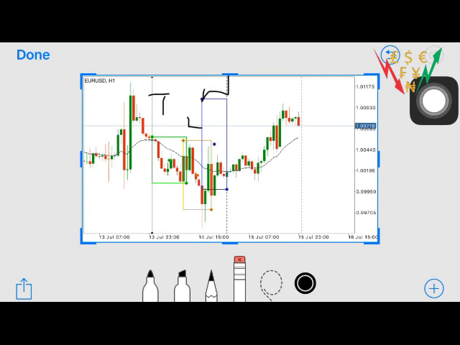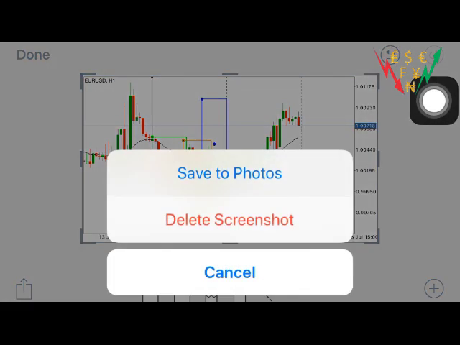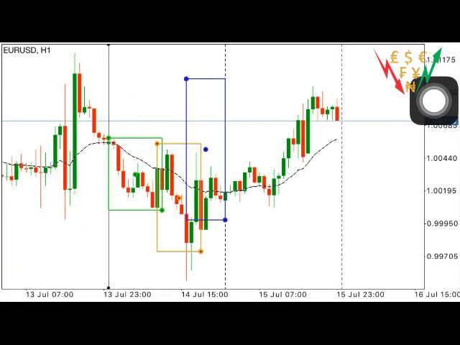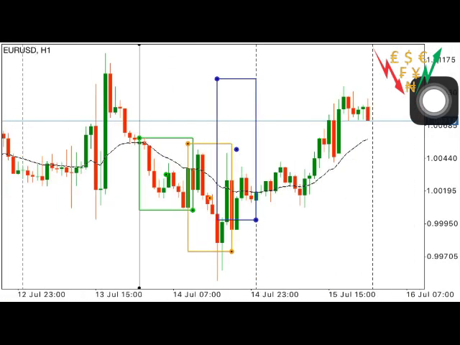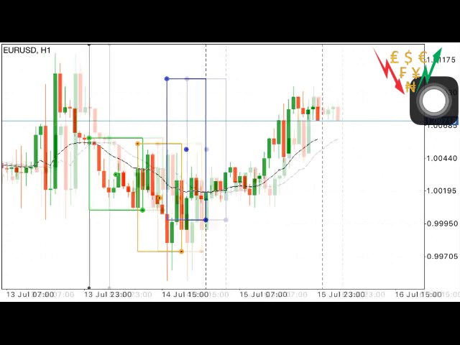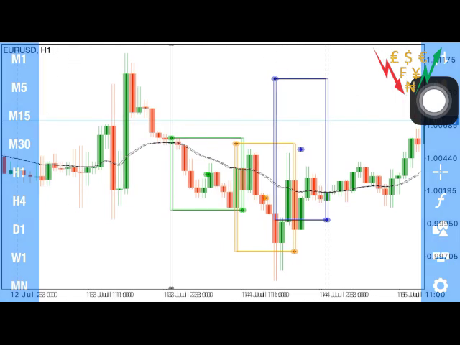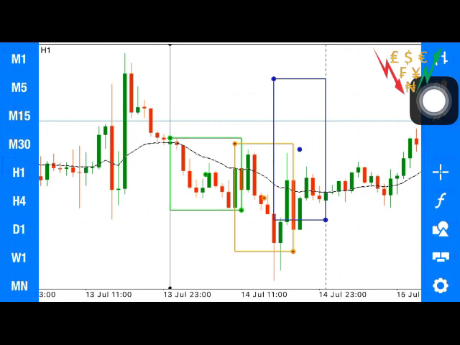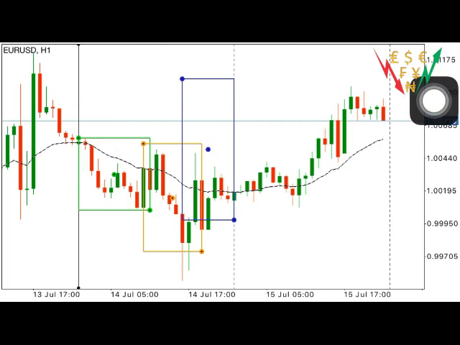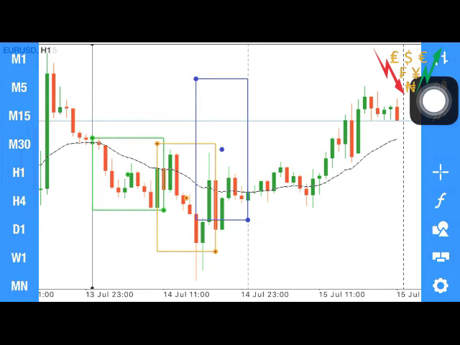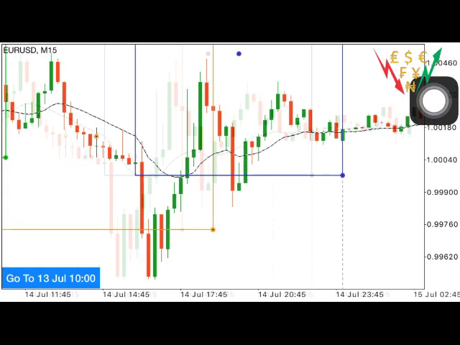Okay, and then we're going to write. Let me see how it works. If it doesn't work, I'll just leave it. Okay, this is the Tokyo session. This is the London session, and this is the New York session. All right, so that's just what it is.